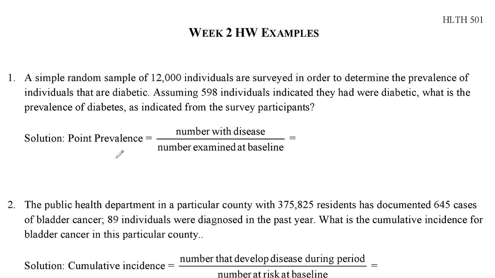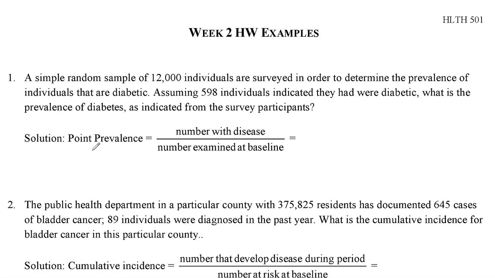The first one has to do with prevalence. So we have a simple random sample here of 12,000 individuals that were surveyed. They want to determine here the prevalence of individuals that are diabetic, and by prevalence they mean point prevalence. And we're going to assume that 598 individuals on the survey indicated that they were in fact diabetic. So we want to know what is prevalence of diabetes as indicated from the survey.